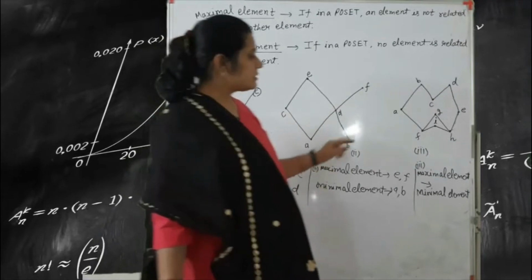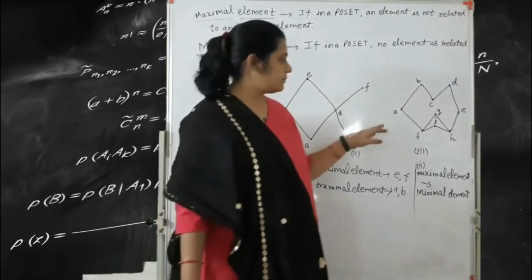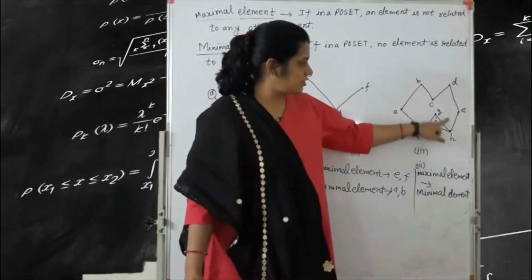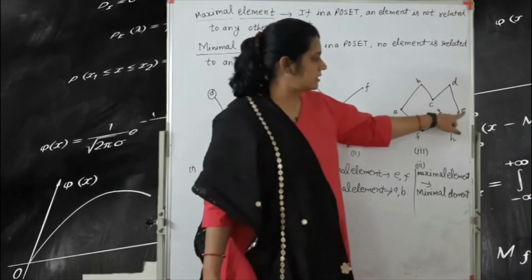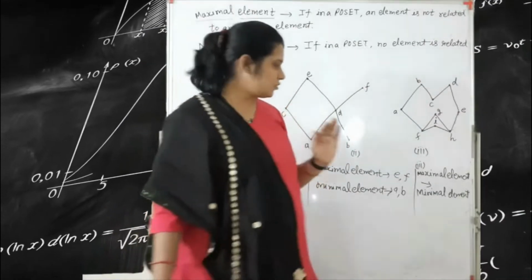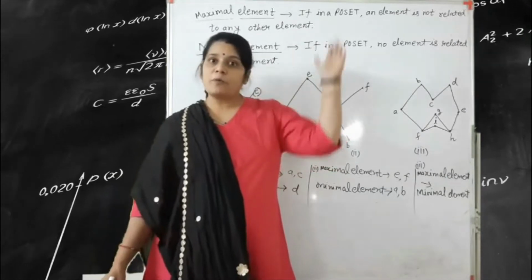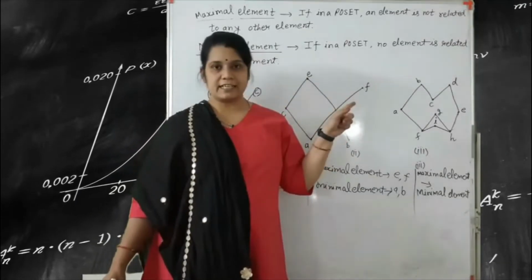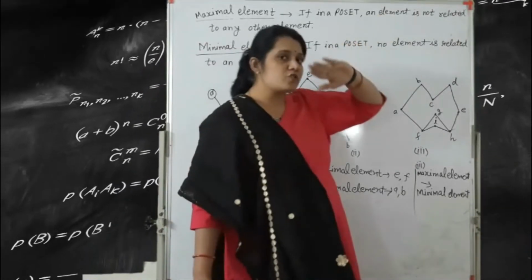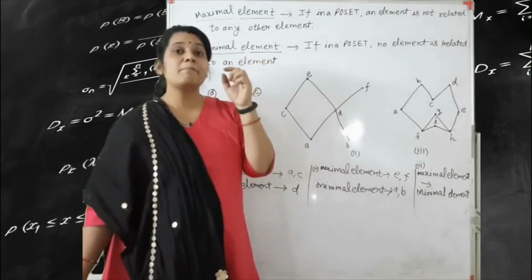Okay, next one is the third. This is a very interesting Hasse diagram. Why? Because here we are given A, F, I, H, G, C, E, D and B, with this type of vertices. Okay, so maximal element is what? The maximal element is always at the top of the Hasse diagram, but in this diagram always keep in mind that if an element is not related to any element, then those elements are the maximal elements.